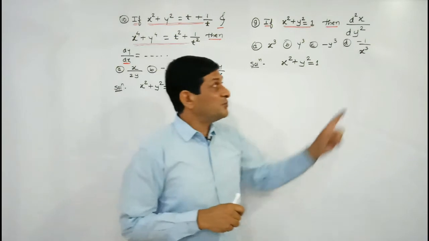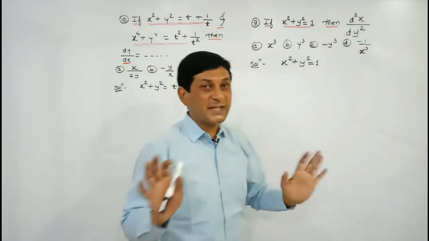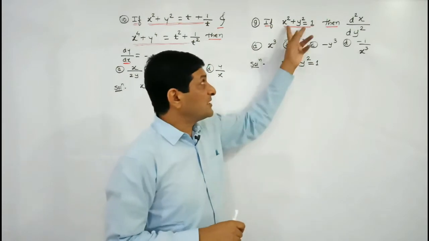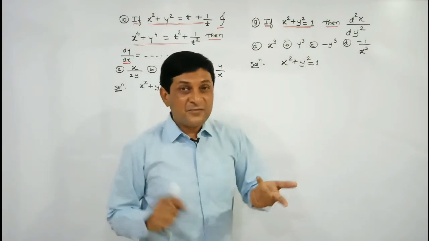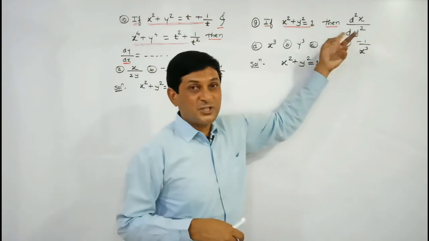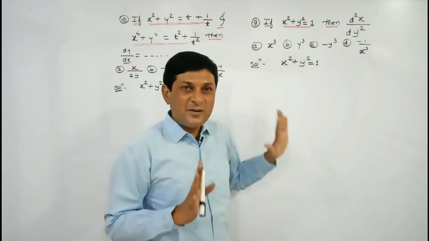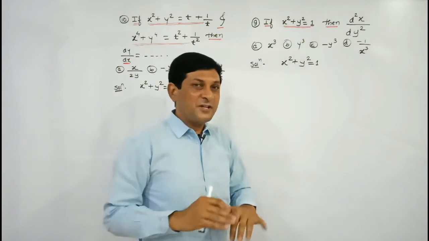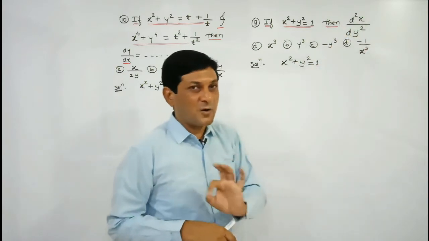Means in this case we have to differentiate x with respect to y, and our aim is to find out the second order derivative. So we have considered the given function. What will we do first? Differentiate it first with respect to what? Y, because our aim is to find out differentiation with respect to y. So first differentiate it with respect to y and find out dx upon dy. Again differentiate dx upon dy with respect to y, we will get our second order derivative.